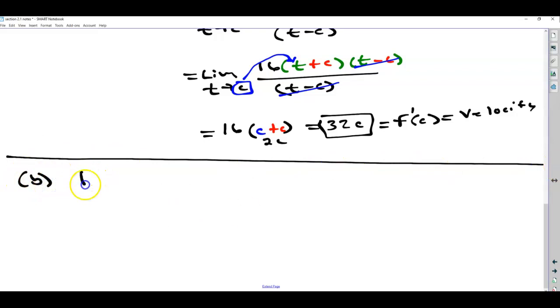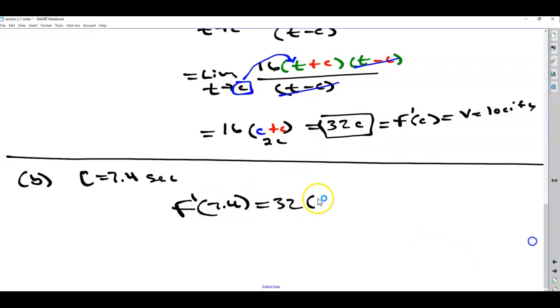Part B says, what if c is 7.4 seconds? I'm not going to do all that limit work again. I'm going to take my equation for the derivative, 32c, and just plug in 7.4. So 32 times 7.4 gives me 236.8.